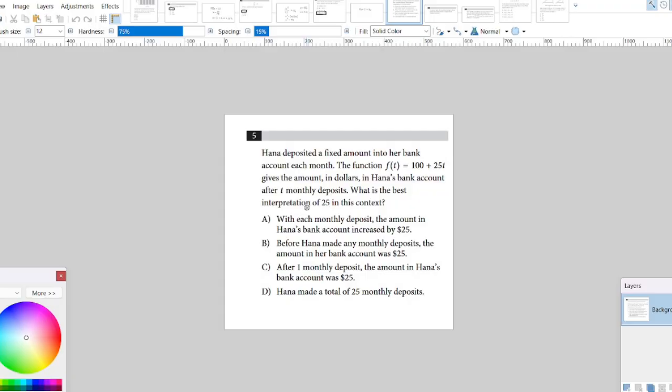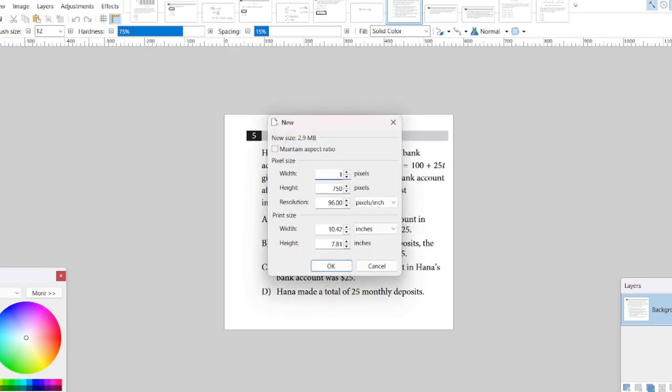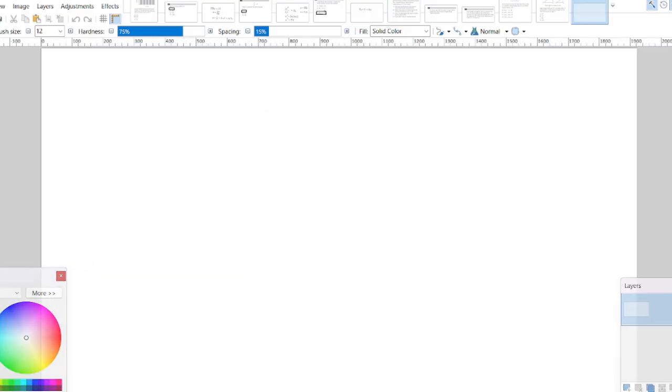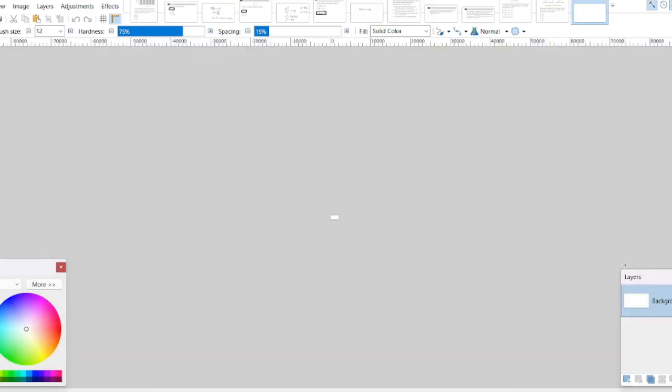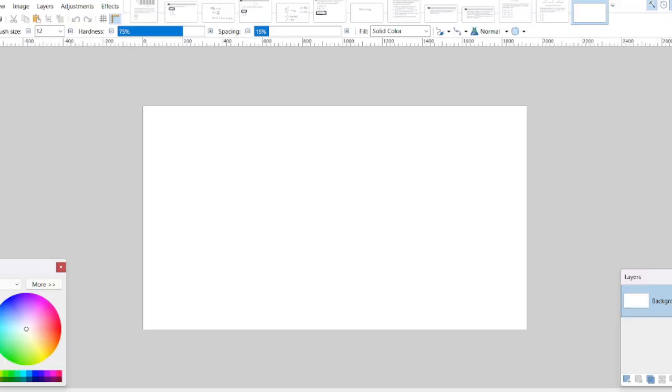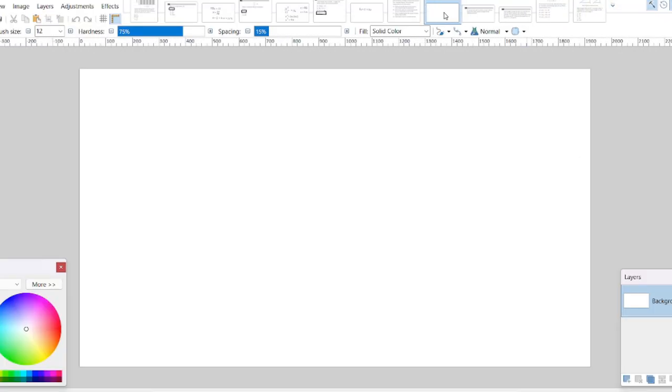Hannah deposited a fixed amount into her bank account each month. The function f in terms of t equals 100 plus 25t gives the amount in dollars in Hannah's bank account after t monthly deposits. What is the best interpretation of 25 in this context? So what we're going to do is rewrite this function here. Ooh, I shrunk that way too much. There we go. Let's put that right there, I believe.